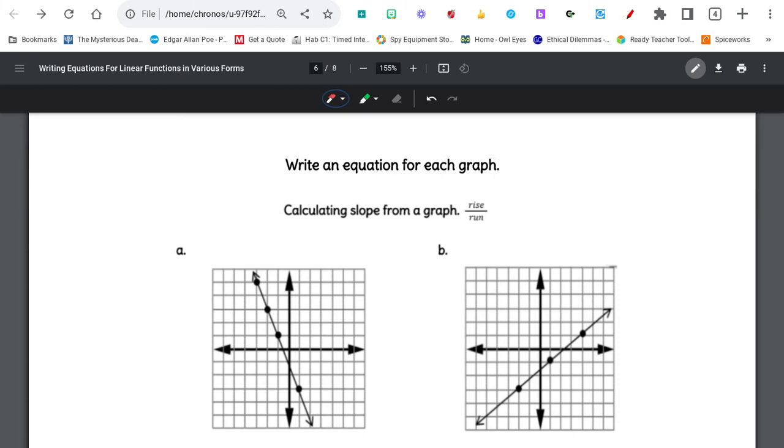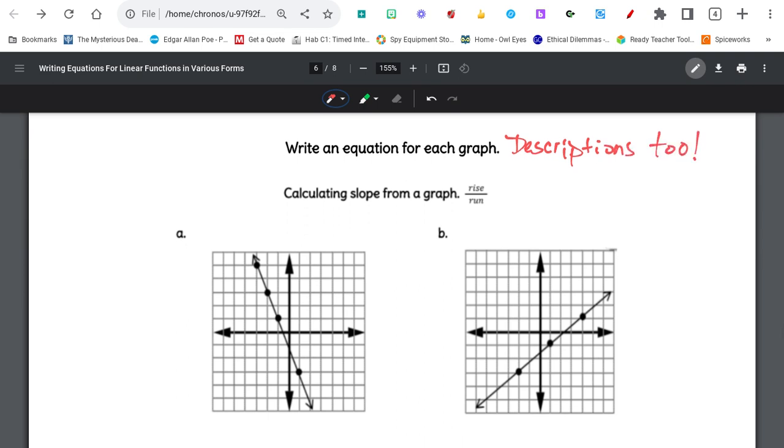For this video, we're going to be talking about how we write equations from graphs, and we're also going to be writing descriptions. So when I say descriptions, I need to describe the slope, which we're calling M, and the initial value, B, or what we also call the y-intercept.